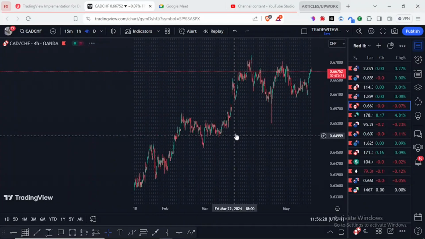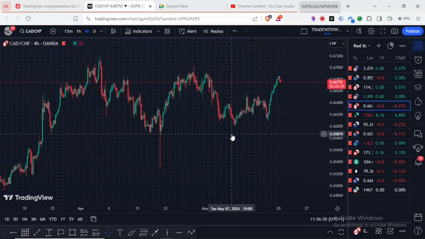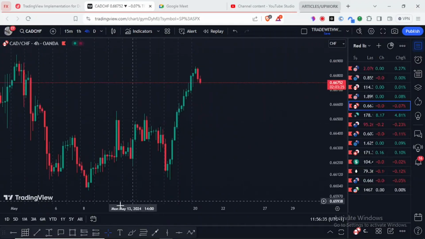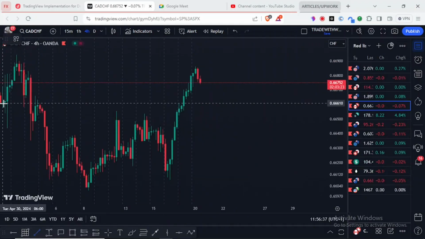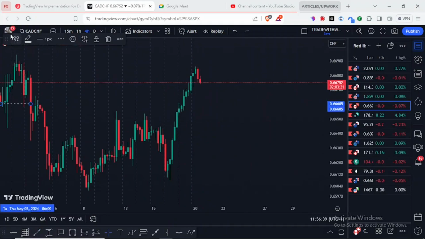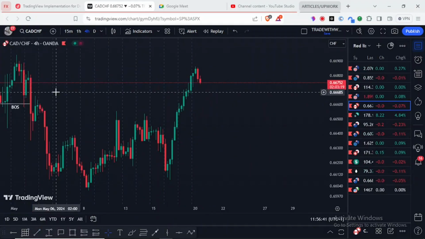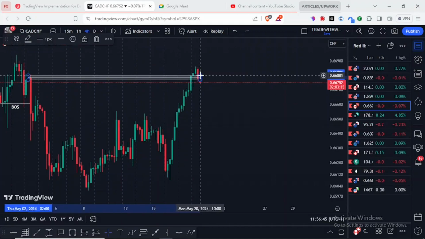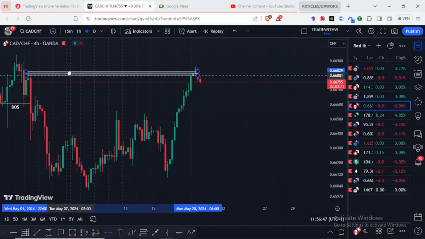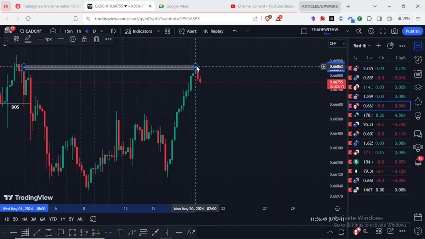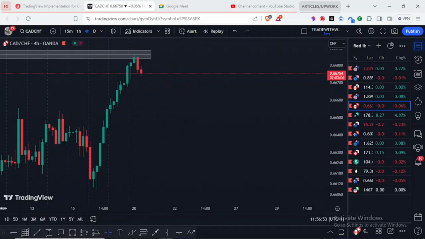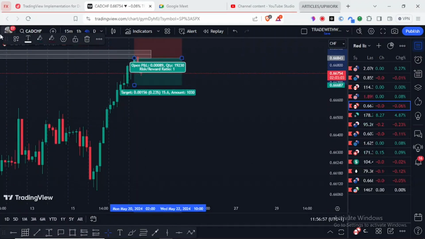So CAD CHF, this pair also looks very bullish, but it's still a good pair to trade. There's no setup right now, but I think I'm seeing something here. This is a break of structure. This is a supply zone. Price has failed to play out from the supply zone, so price is playing out from this weak supply zone. Okay, so this is another good trade that I'm seeing right now. This is like a free setup, okay, for you all.